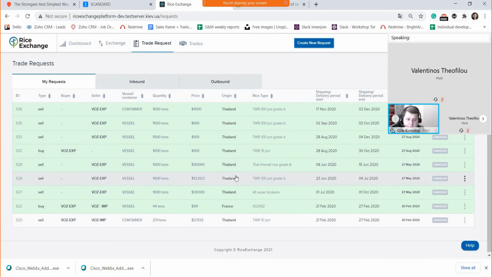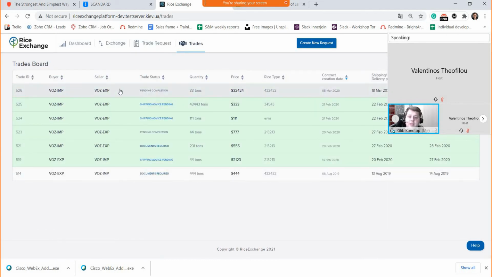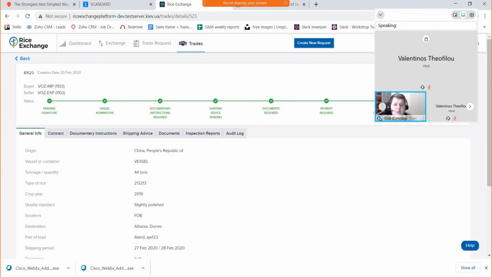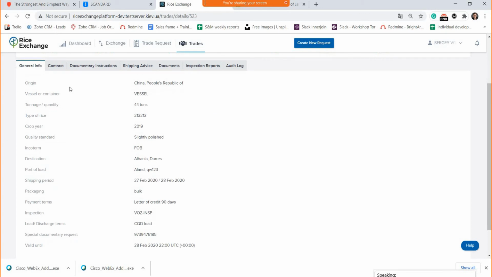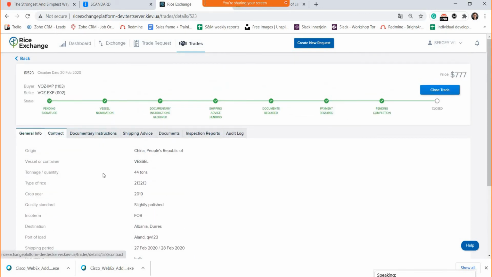So what happens next? We can maybe open one of the trades that are on the platform, and I will show you how it works. Yep, here, that should be the most representative, I would say. So this is the whole journey of the operation. It starts from accepting the order and signing the contract, nominating the vessel or any other carrier, having all the documentary instructions and all the documents submitted to the platform, payments, and pending the delivery. These steps exactly reflect the whole journey for the customer.